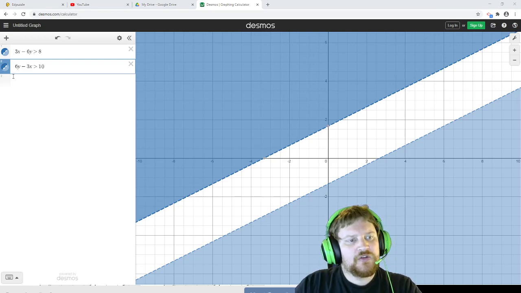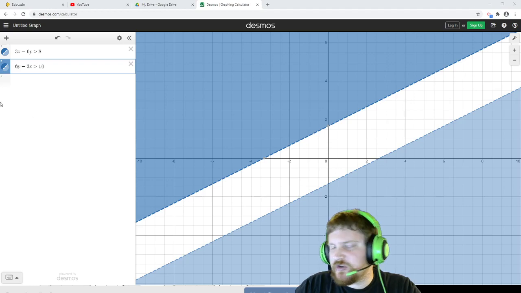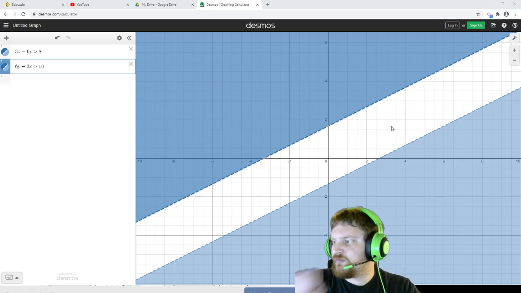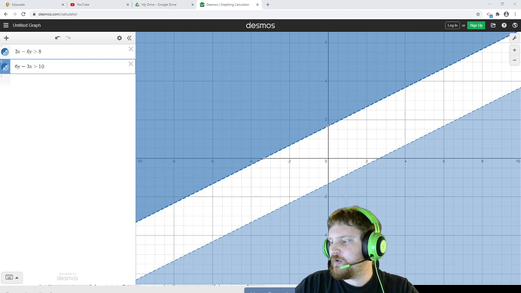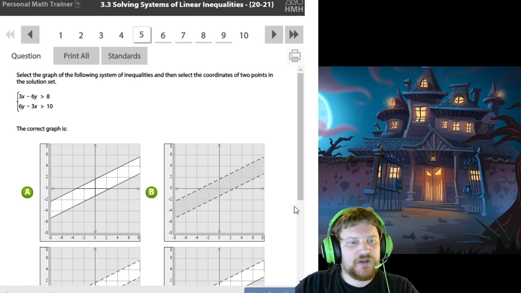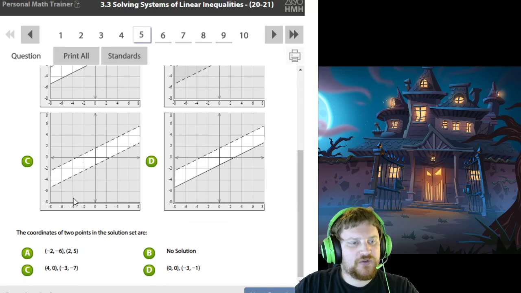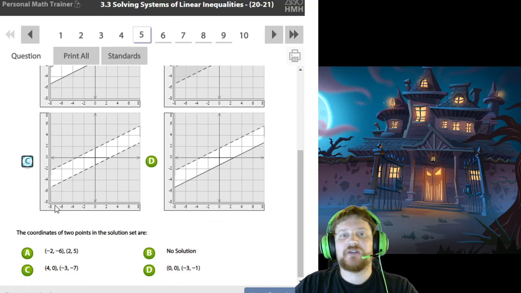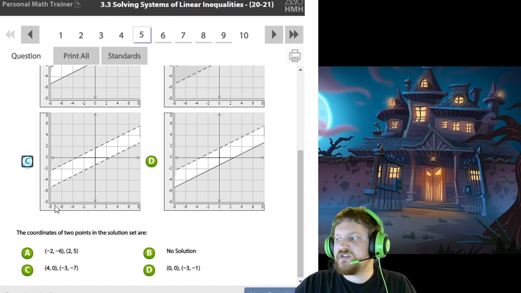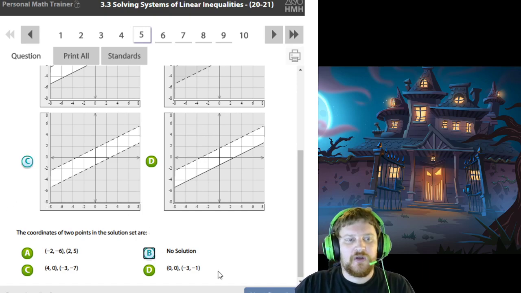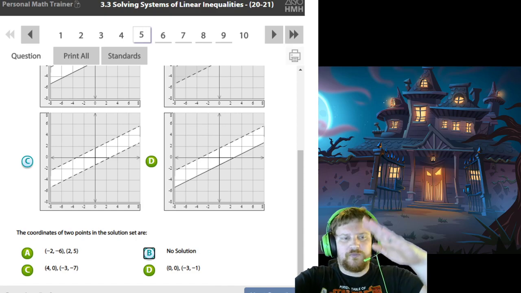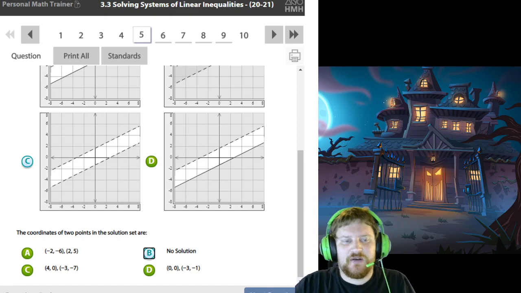Alright. So as we see on Desmos, these are two graphs that are parallel, both dotted, and both go towards the outside. So both dotted, shaded towards the outside. Now since they're shaded to the outside, they're never going to intersect, and because they never intersect, we clearly have no solution, because there's no area where both of our two areas are there at the same time.